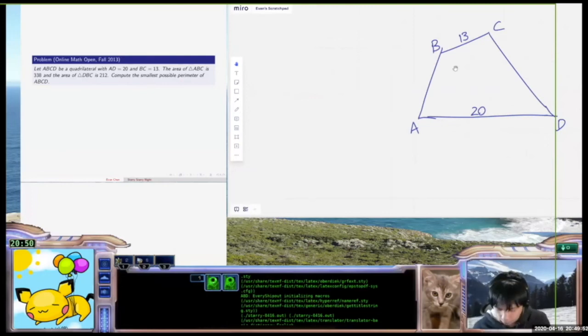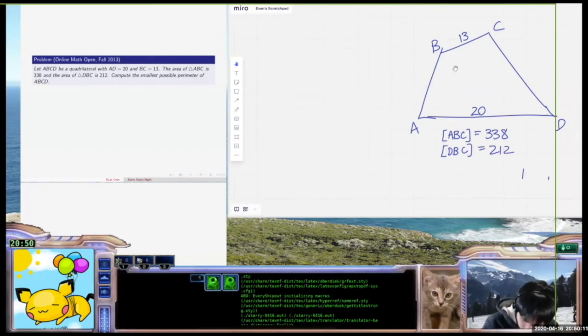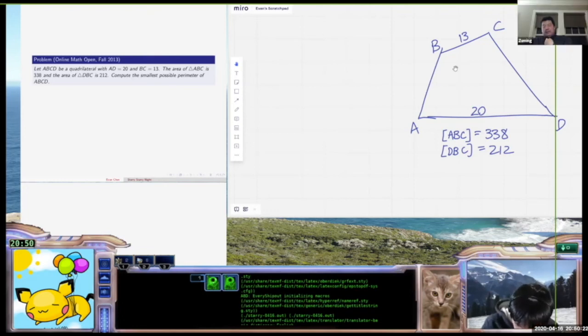Okay, so I have a quadrilateral ABCD, and this side is 13, and the other one's 20, and then I'm given that ABC has area equal to some random number. This is 338. The other area is 212, and the problem asks for the minimal possible perimeter, but you're given two of the side lengths already, so really it's just asking for the minimum of AB plus CD.